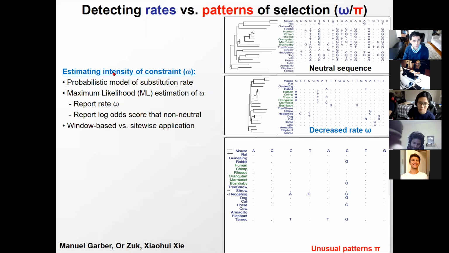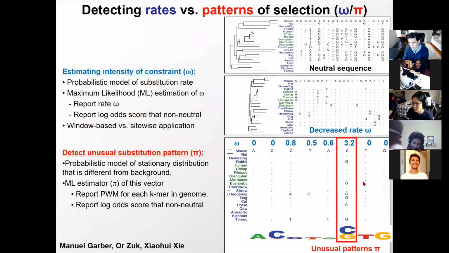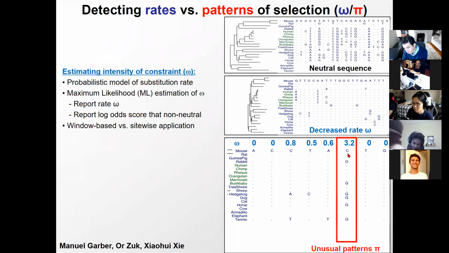All right, so we talked about the intensity of constraint, but then we can also study this region here. And what we find in this region is that there are a lot of independent events where the C changes into a G, and again into a G, and again into a G, in a bunch of different independent lineages. So these are not phylogenetically congruent as you have here. Instead, they represent independent events.